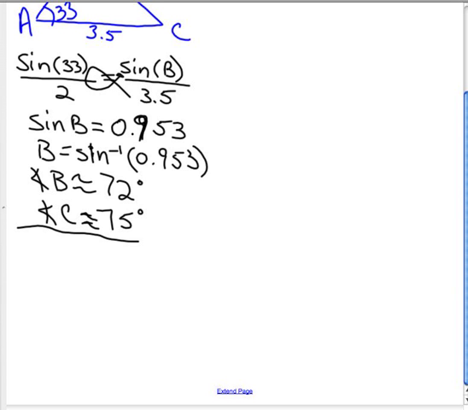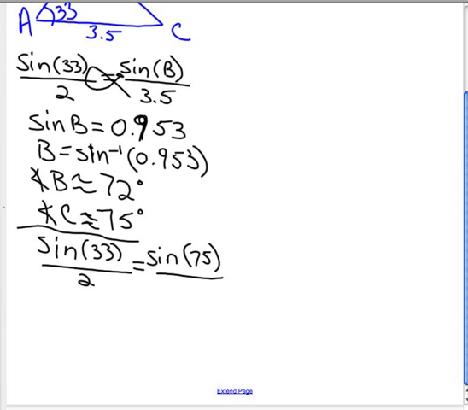Well, I'll use the law of sines again. I'll reuse that first ratio, that's sine of 33 over 2. But this time, I'll take the sine of 75, angle C, over side C. I'll cross multiply: sine of 75 times 2 divided by the sine of 33. I'll get side C to be about 3.5 units long. I don't recall if there was a label there or not.